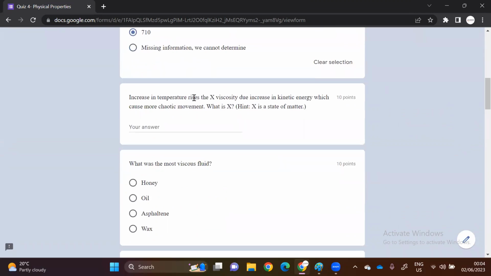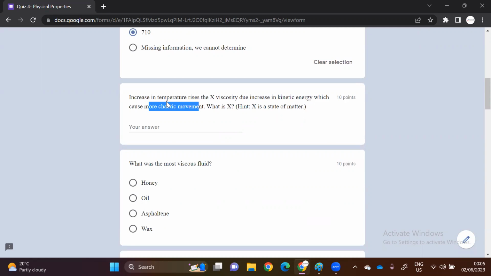Next one: increase in temperature raises the X viscosity due to increase in kinetic energy, which causes more chaotic movement. What is X? X is a state of matter. First of all, the first keyword is that X is a state of matter. States of matter are gas, liquid, and solid, right? The second keyword that I am looking for is more chaotic movement. As we know, in gases we have chaotic movement. The collisions of the particles, collisions of the molecules, can create the chaotic movement. That's why it will be gas.